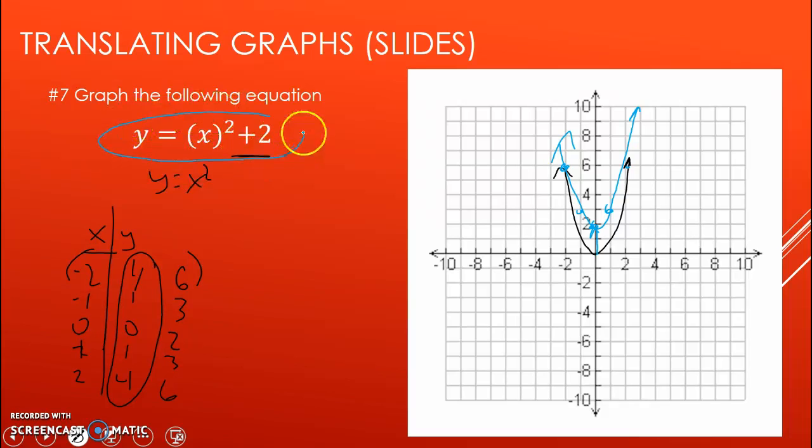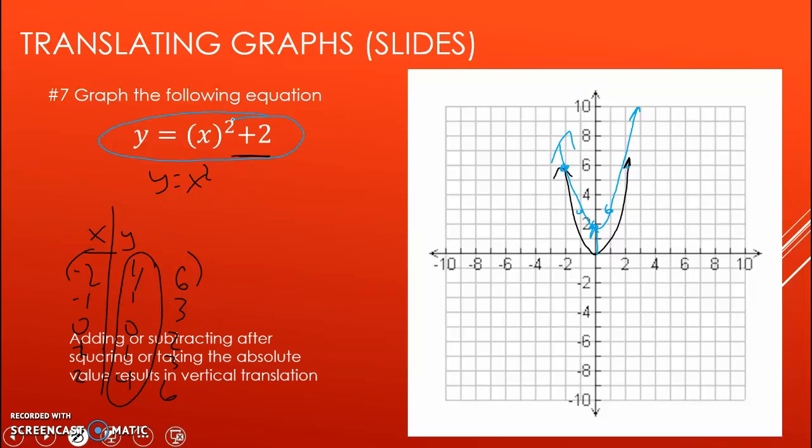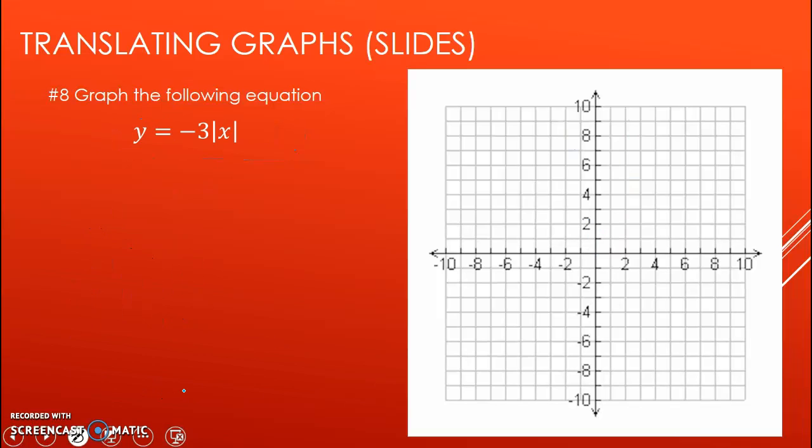And so how do we know by looking at the equation that it's shifted 2 units upwards? Well, when we add or subtract after squaring or after taking the absolute value, the result is a vertical translation, a vertical shift. And so if this was a -2, I would go down 2 units. If it was a +5, I'd go up 5 units. And so adding or subtracting something after we have the operation on x shifts the whole graph either up or down.